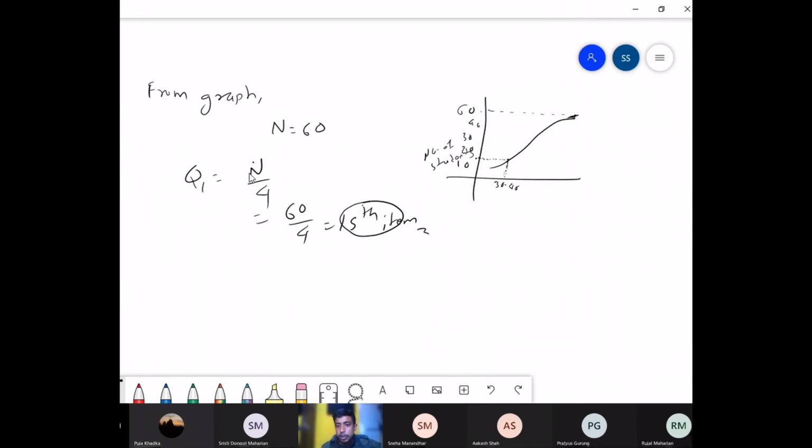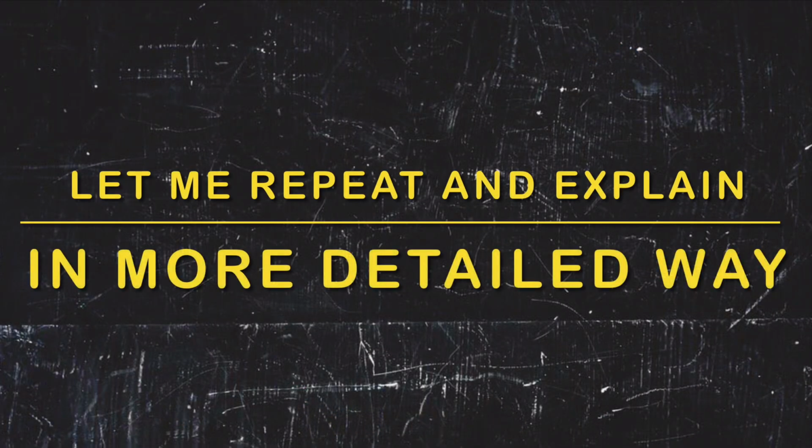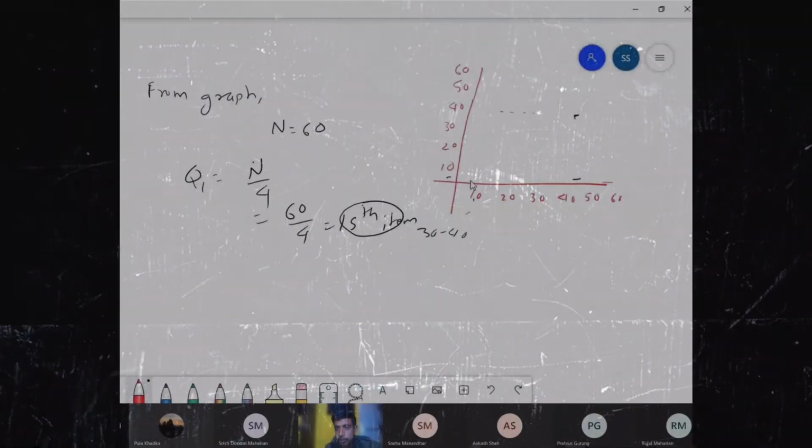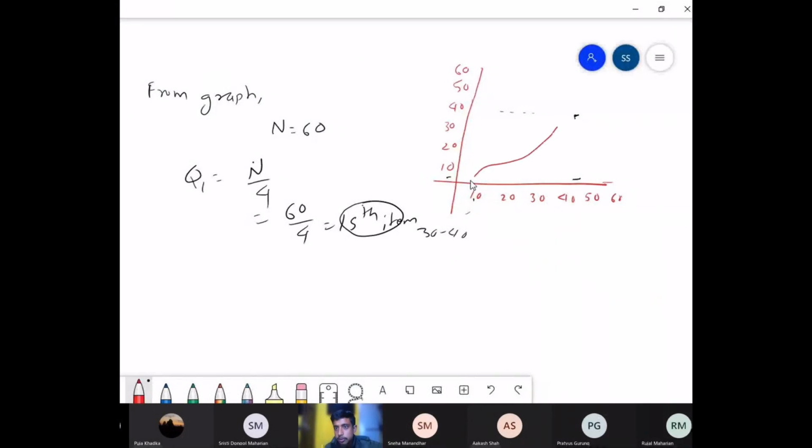Like your answer should be 30 to 40, because I think it will touch at, just a minute, okay, at 30, exactly 30, I think, okay. So the graph is going like this, okay, for example this is. Okay, so I'll start from the beginning, okay.